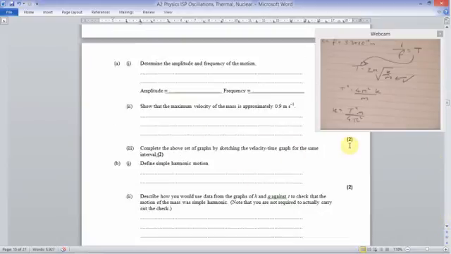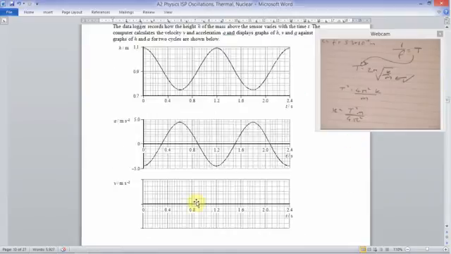Complete the graph. As mentioned before, complete the velocity-time graph for the same time intervals. The time period must be 1.2 seconds, because the time period of each of these is 1.2, so therefore it's going to have a frequency of 0.8 hertz.